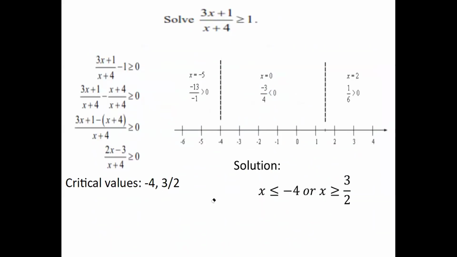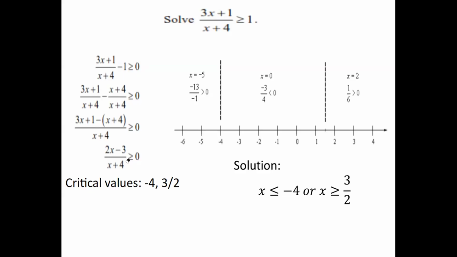Look at this one. Yes, this is the final example. So you got this horrible looking inequality there. And what you have to do here is take the 1 over and make everything equal to 0. So that's what I'm doing here: 3x plus 1 over x plus 4 minus 1. And you do your little algebra and you reduce it, and you get this. Good. So you get 2x minus 3 over x plus 4 is greater than or equal to 0.